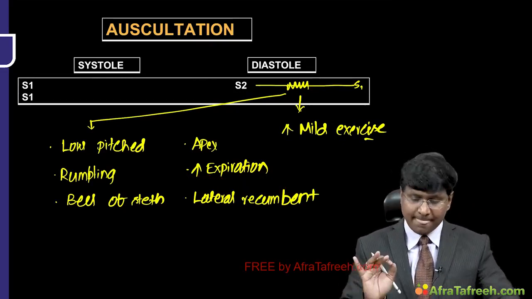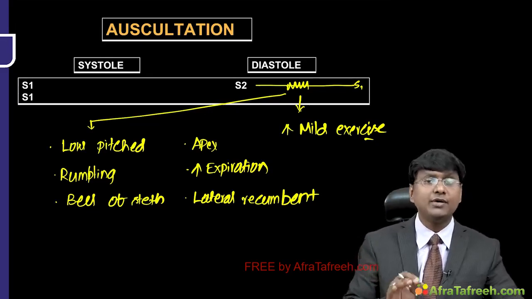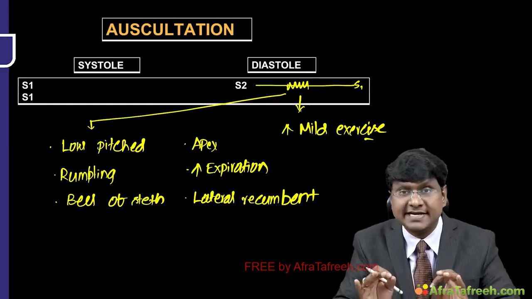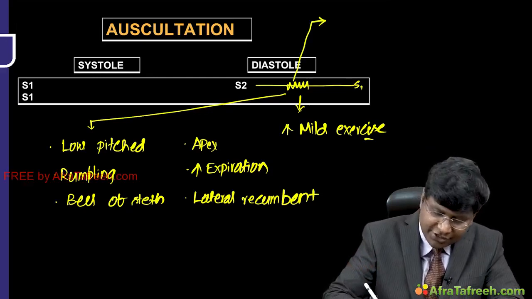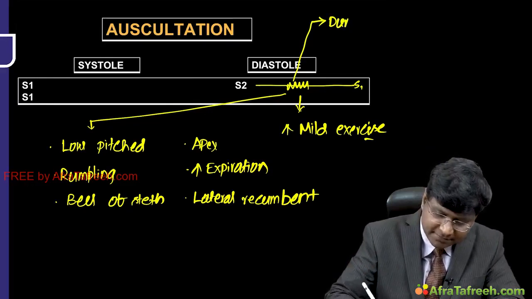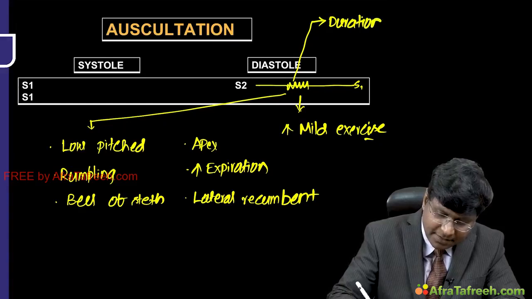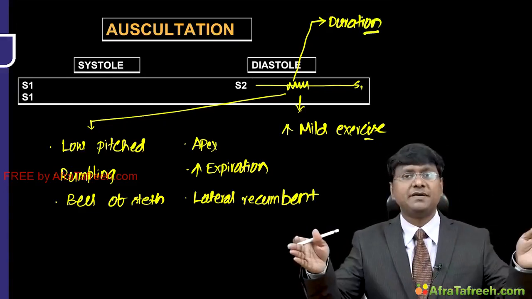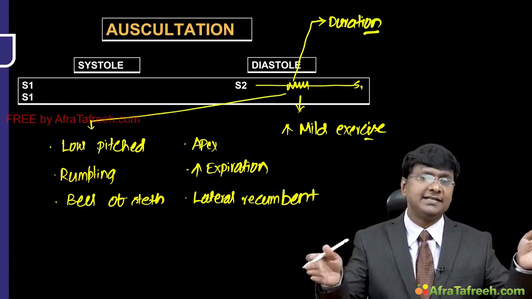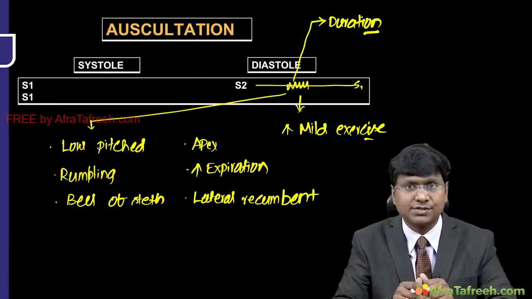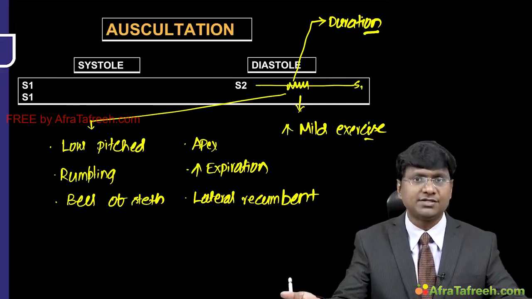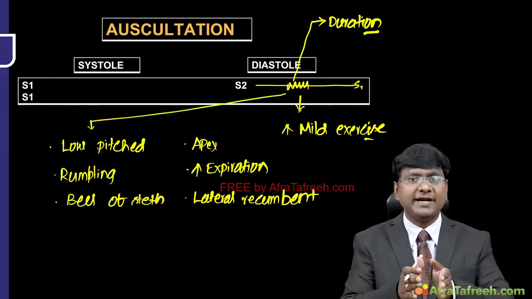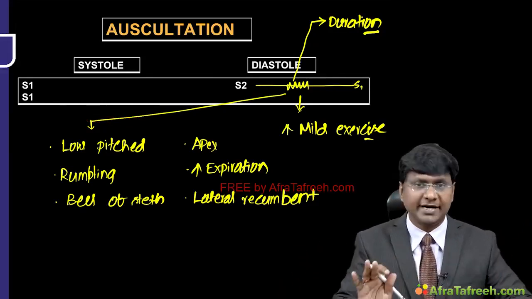Okay, so please remember, it is not only the A2-OS gap which will decide the severity of mitral stenosis, even the duration of the mid diastolic murmur will decide the severity of the mitral stenosis. So longer is your mid diastolic murmur, severe is your mitral stenosis. Shorter is your mid diastolic murmur, mild is your mitral stenosis.